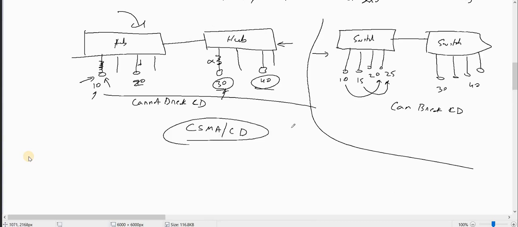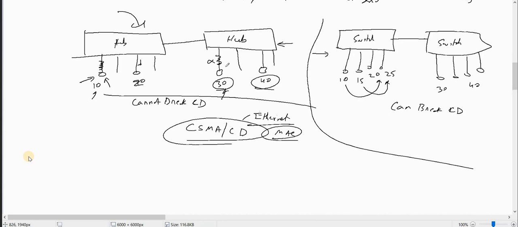CSMA/CD. This is an Ethernet technology running in the MAC layer, which is used to detect who is transmitting and who is not transmitting, and it is the one used to seize the medium, take access of the medium and use it. CSMA/CD stands for Carrier Sense Multiple Access with Collision Detection. This is the algorithm running on your Ethernet cards, any Ethernet card, wherever it is.